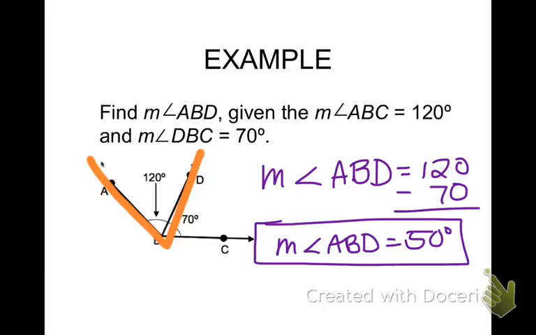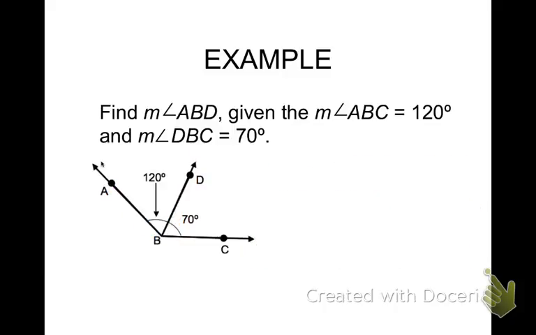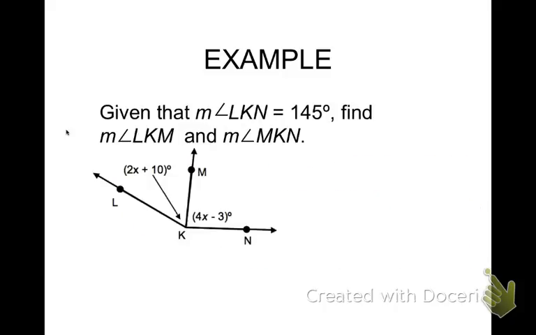Okay. All right, let's throw some algebra into our lives. So are you ready? Okay, so given that the whole entire angle, angle LKN, is 145 degrees, I need to find each individual angle. So angle addition tells me I can add my angles together and equal it to the whole thing.